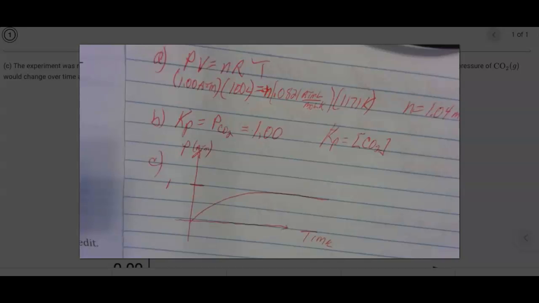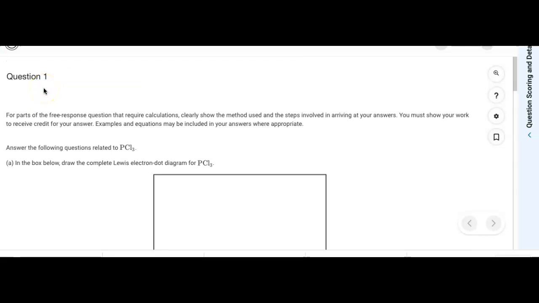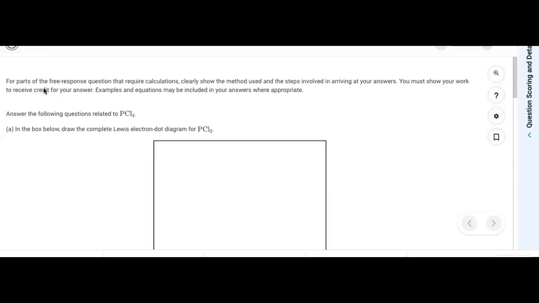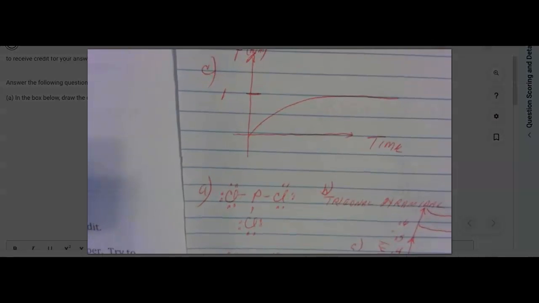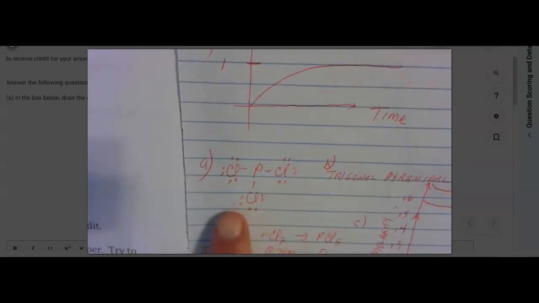Now on to the next assignment. Okay, so now we're on to the homework that was due today. The first part is drawing a Lewis diagram for PCl3. That's pretty easy. Come on, that shouldn't be much of a challenge to you guys. So you should have something that looks like that.